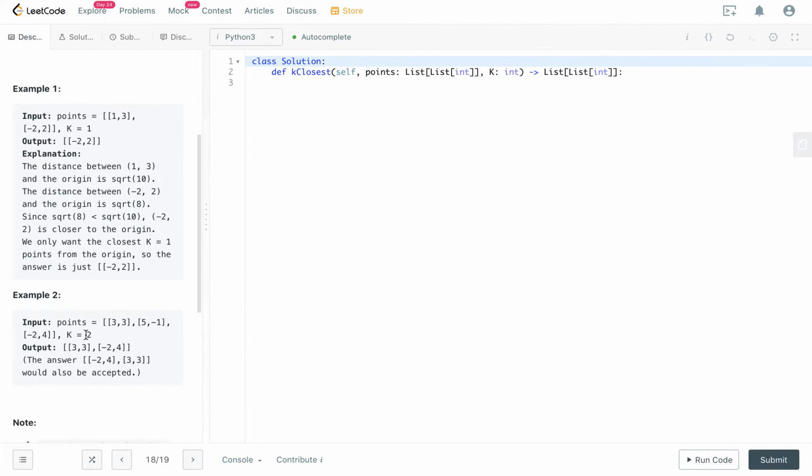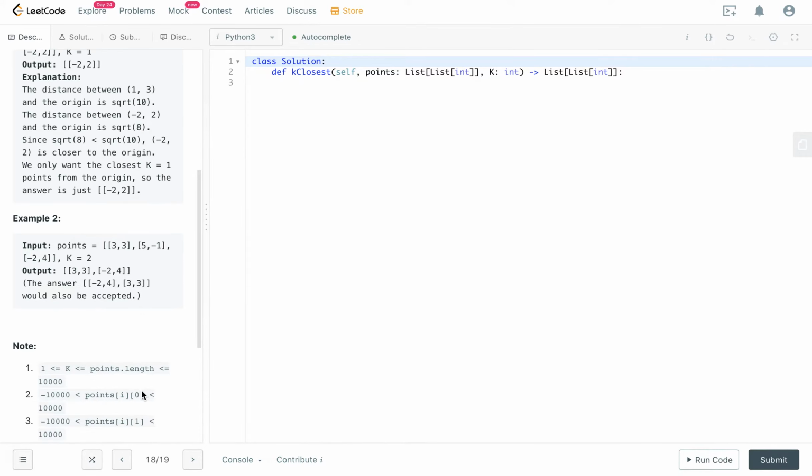So for example, if we want the closest 2 points to the origin, and our points has 3 numbers, so we output the closest 2 points. Yeah, so you can see in the note that our k is always at least 1, and it's less than or equal to the length of points.